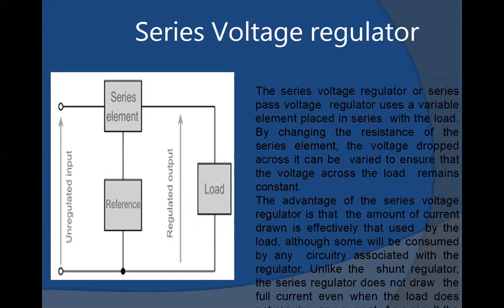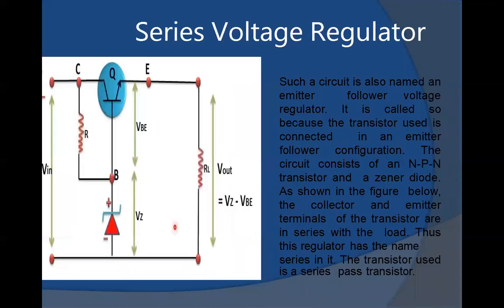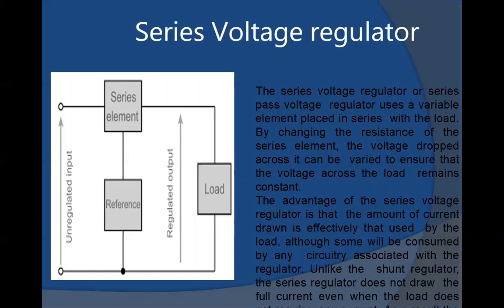The advantage of the series voltage regulator is that the amount of current drawn is effectively that used by the load, although some will be consumed by any circuitry associated with the regulator. Unlike the shunt regulator, the series regulator does not draw the full current even when the load does not, even when the load is not connected to the circuit.